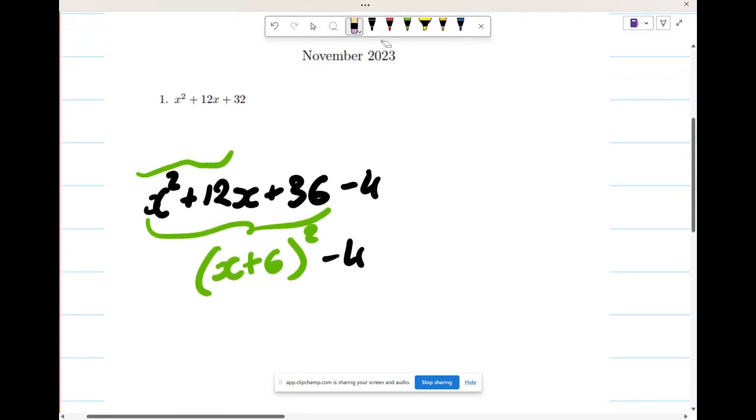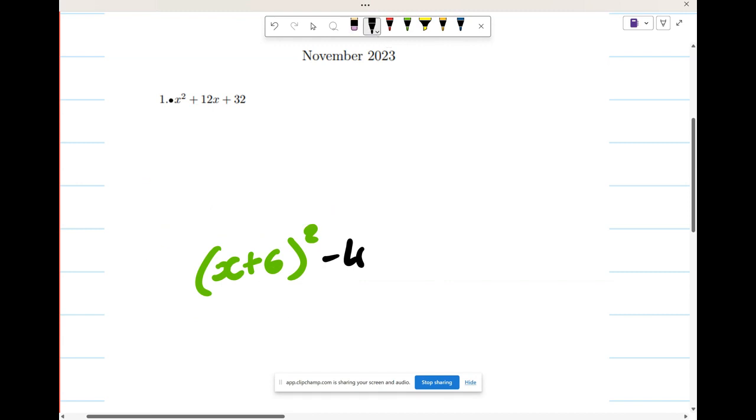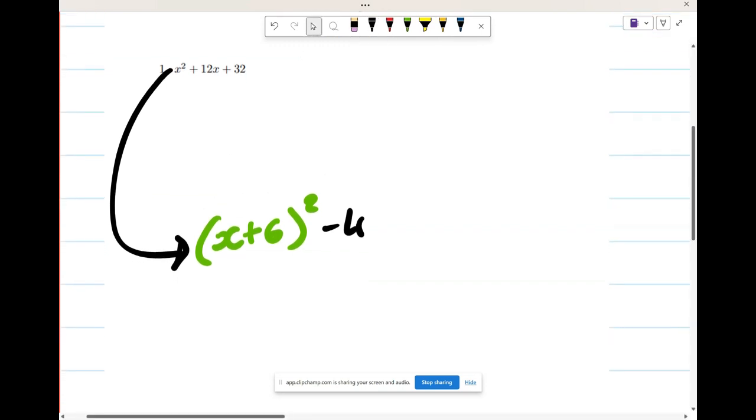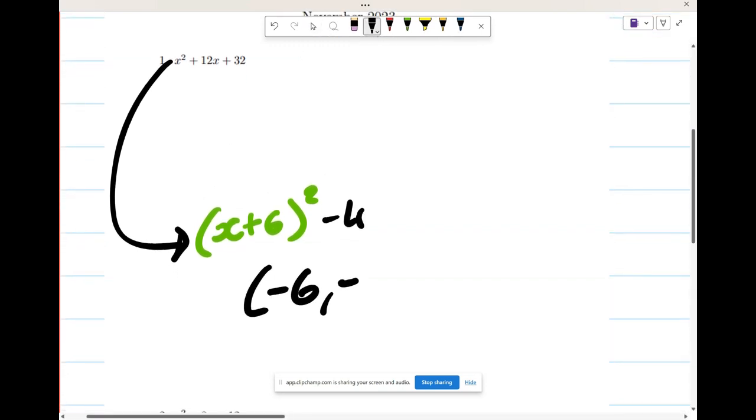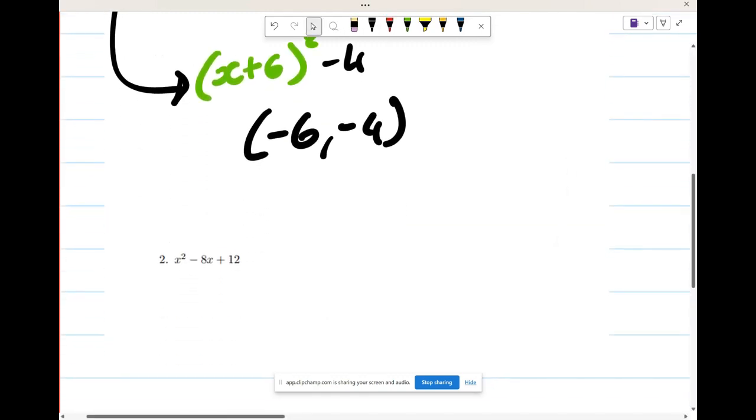So if I get rid of some of this, this is just this, but rewritten in a different way. What is our minimum point here? It's going to be minus 6, minus 4, because we changed the sign of the 6 in the bracket. Okay, great. Next one, take your middle one, divide by 2.